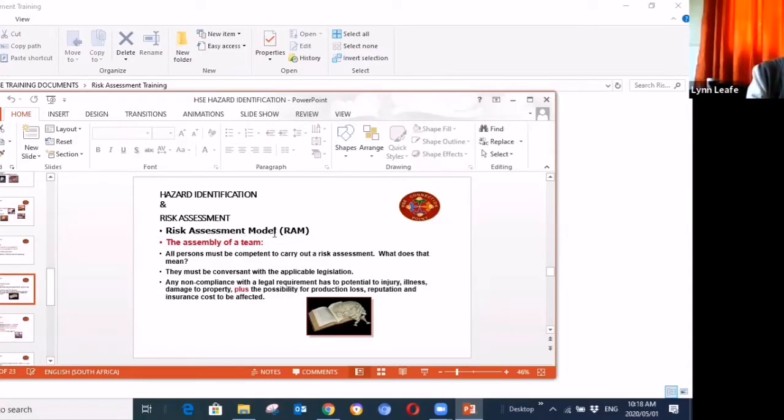Risk assessment model, your RAM, the assembly of a team. All persons must be competent to carry out a risk assessment. What does that mean? They must be conversant with the applicable legislation. Any non-compliance with a legal requirement has the potential to cause injury, illness, damage to property, plus the possibility for production loss, reputation, and insurance costs to be affected.